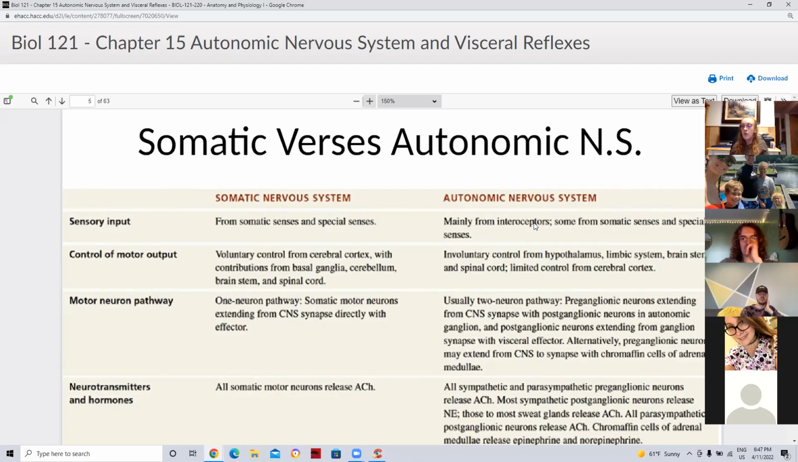Alternatively, preganglionic neurons may extend from the central nervous system and synapse with chromaffin cells of the adrenal medulla, which puts out a lot of sympathetic hormones.